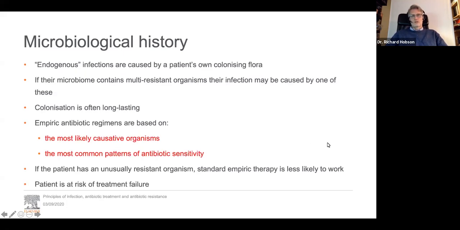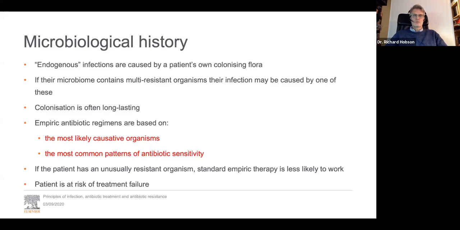Now, as I'm sure you'll know very well, a lot of infections, urinary tract infections, intra-abdominal infections, skin and soft tissue to a large extent, a lot of infections are known as endogenous infections, and these are caused by a patient's own colonizing flora. And if a patient's microbiome contains multi-resistant organisms, then an endogenous infection is therefore more likely to be caused by multi-resistant organisms.